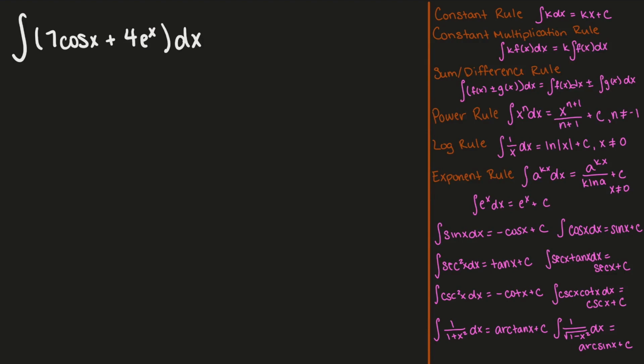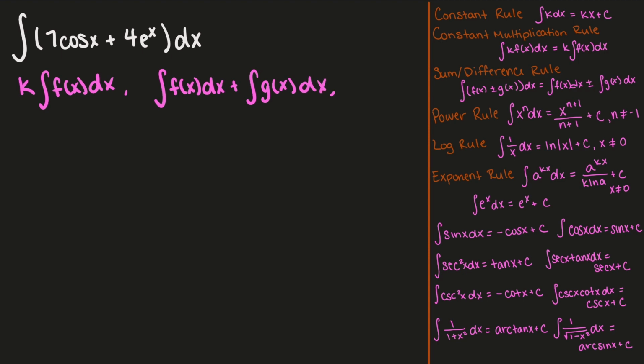And here's our last example. We have the integral of 7 cosine x plus 4 e to the x dx. So again, we're using that constant multiplication rule. We'll use our cosine integral, and we'll use our sum and difference rule, and we'll use our exponent rule as well. So we'll have k times the integral of f of x dx, plus the integral of g of x dx. We'll have the integral of e to the x dx equals e to the x plus c, and the integral of cos x is equal to sine x plus c. So these are all the rules that we'll be using here.